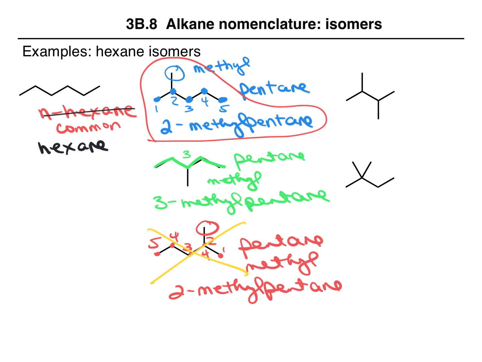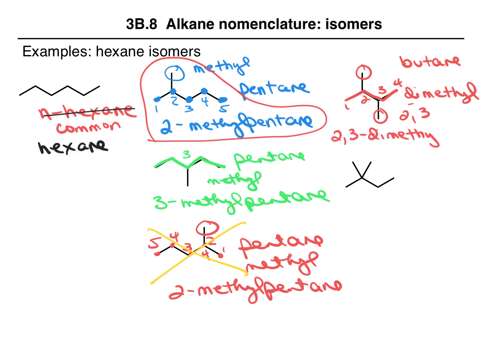If we look at the next one, we have 1, 2, 3, 4 carbons. Any way we go, 4 carbons is the longest chain, so that would give us butane. We have a methyl group and another methyl group, so this would be a dimethyl, di for 2 methyl groups. And then if we number left to right, 1, 2, 3, 4, our methyl groups are at carbon 2 and at carbon 3. So we put this together as 2,3-dimethylbutane.